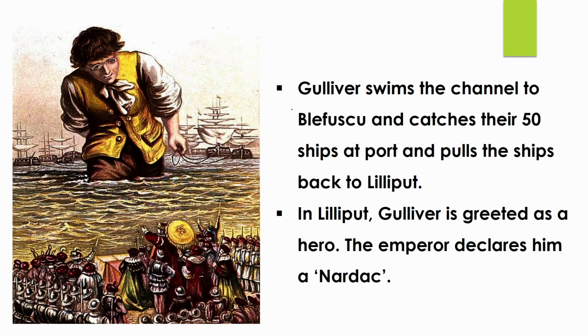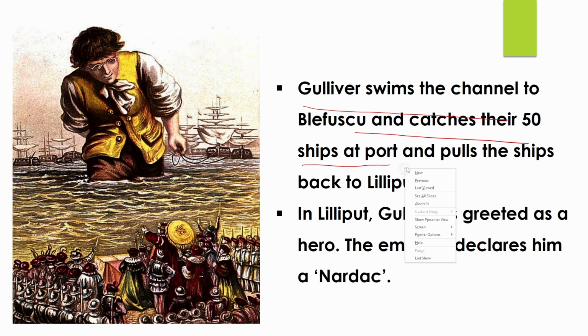He asks for cables and bars of iron, out of which he makes hooks with cables attached. He then wades and swims the channel to Blefuscu and catches their ships at port, of which there are about 50. The people are so frightened that they leap out of their ships and swim to shore. Gulliver attaches a hook to each ship and ties them together.